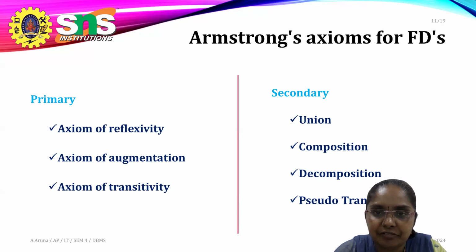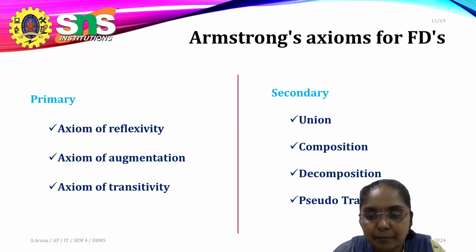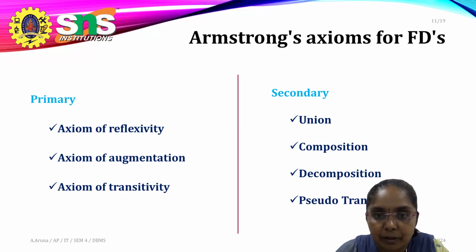In this lecture series, today we're going to see the Armstrong axioms for functional dependencies, similar to how we take properties in mathematical concepts. Under functional dependencies, there are 7 axioms. Through the primary axioms, we can create the secondary axioms. In primary, we have 3 types of axioms: reflexivity, augmentation, and transitivity. By using these 3, we're going to develop the secondary ones: union, composition, decomposition, and pseudo transitivity. Let us see them one by one.